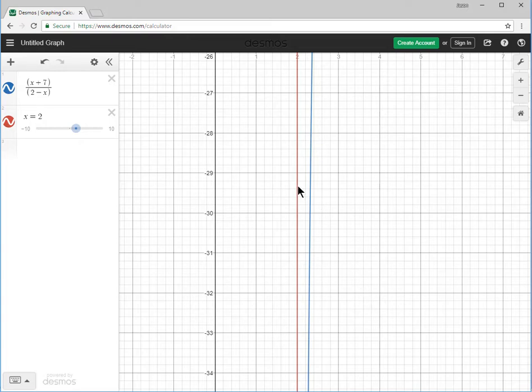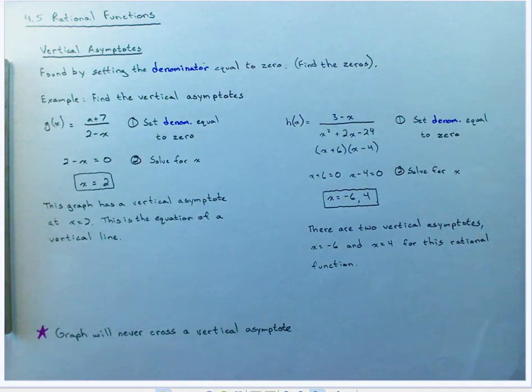The asymptote that I drew illustrates that it is a boundary between the two portions of this rational function graph. Remember, with hyperbolas we have that distinction: both of these will get very close to 2, but they will never touch 2. Okay, so let's take a look at the other example.